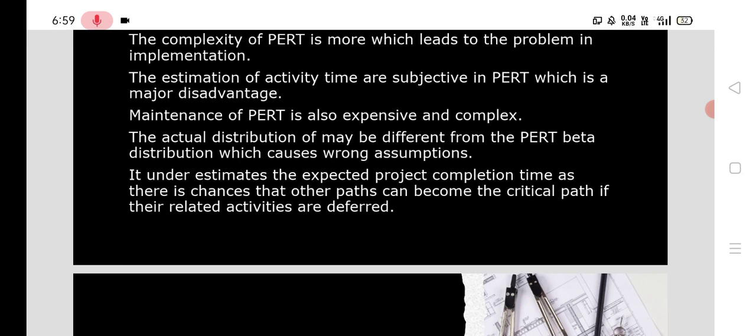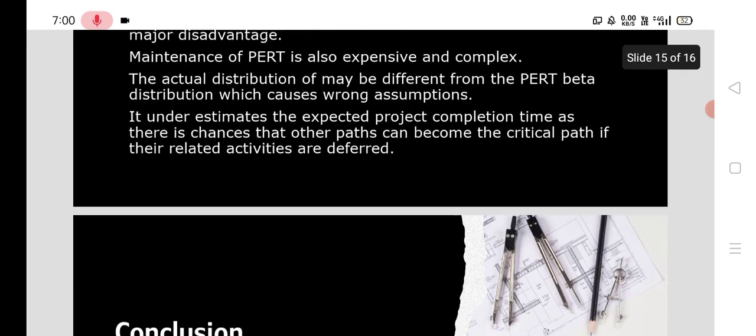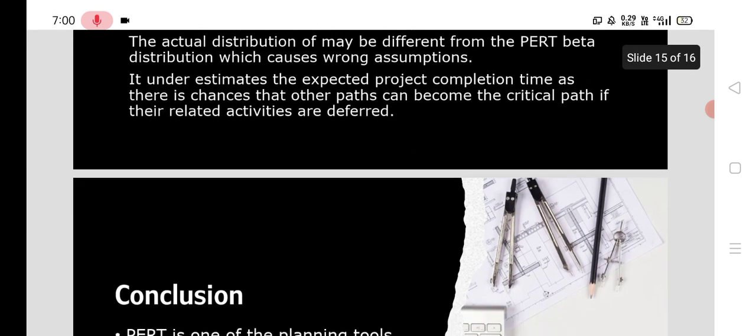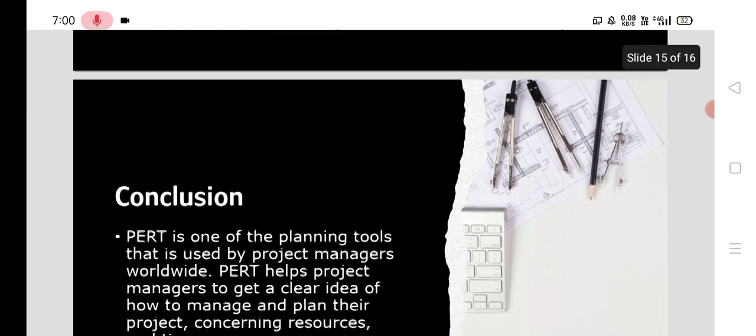Then the actual distribution may be very different from the PERT beta distribution, which causes wrong assumptions. It underestimates the expected project completion time, and there are chances that other paths can become the critical path if their related activities are delayed.